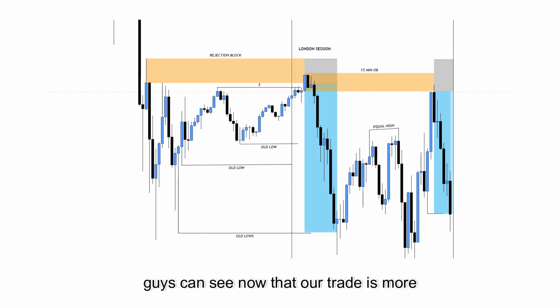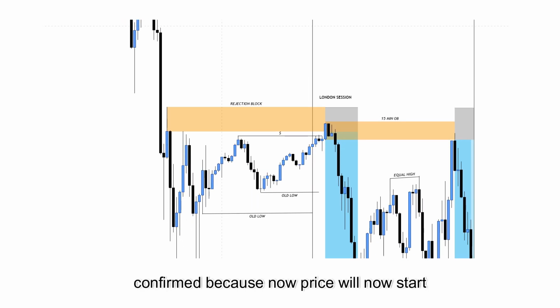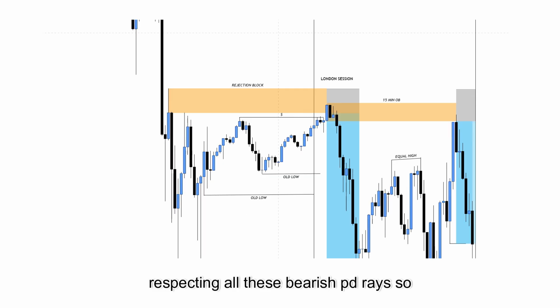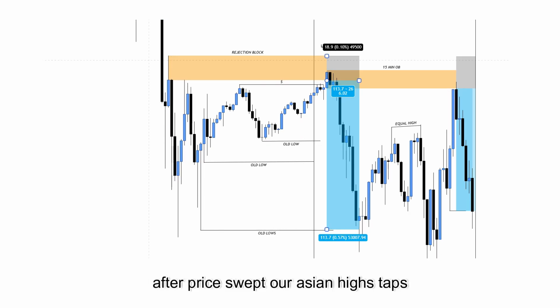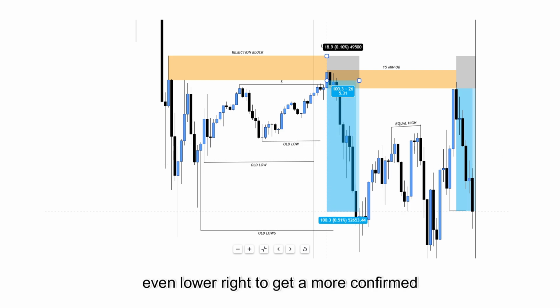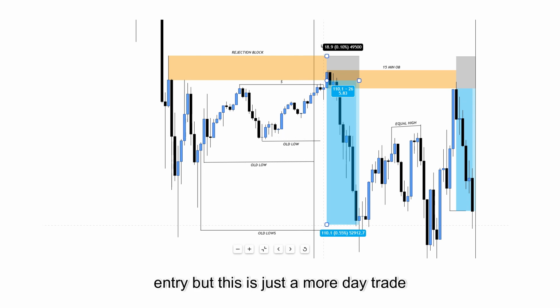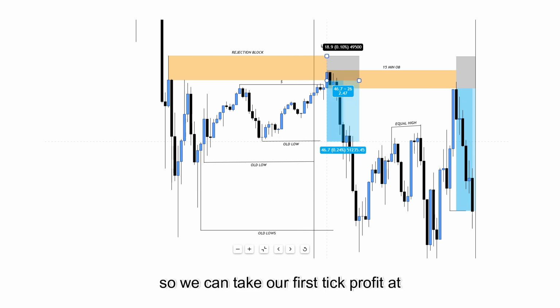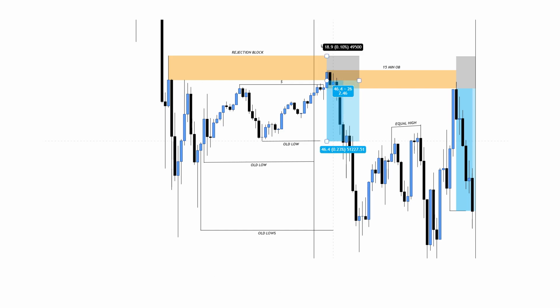As you guys can see, now that our trade is more confirmed, because price will now start respecting all these bearish PD arrays. So after price swept our Asian highs and tapped inside of our rejection block, where will be our take profit? Boom. You can scale down even lower to get a more confirmed entry, but this is just more of a day trade type of setup, right? So we can take our first take profit at these old lows right here for a 1-to-2 R.